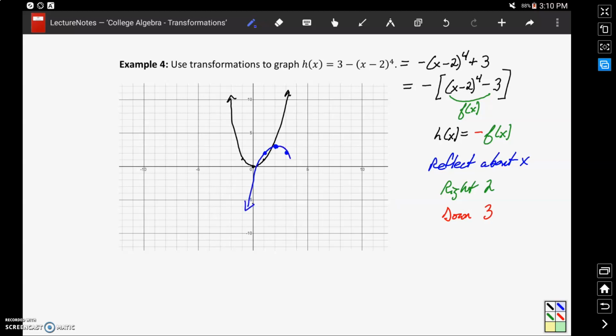To give us our new curve, or our new function, that is, again, shifted to the right by 2 units, down by 3, and then reflected across the x-axis.